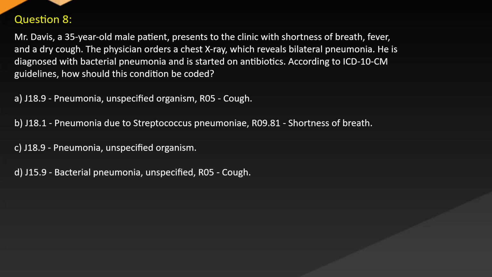A. J18.9, Pneumonia, unspecified organism; R05, Cough. B. J13, Pneumonia due to Streptococcus pneumoniae; R06.02, Shortness of breath. C. J18.9, Pneumonia, unspecified organism. D. J15.9, Bacterial pneumonia, unspecified; R05, Cough.